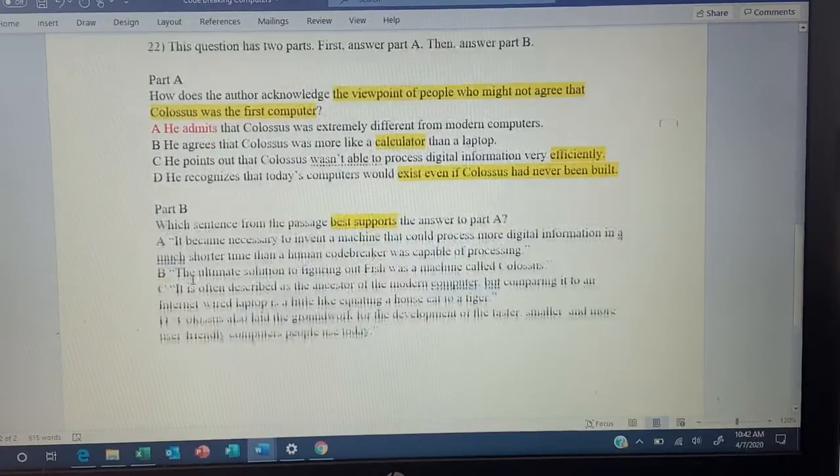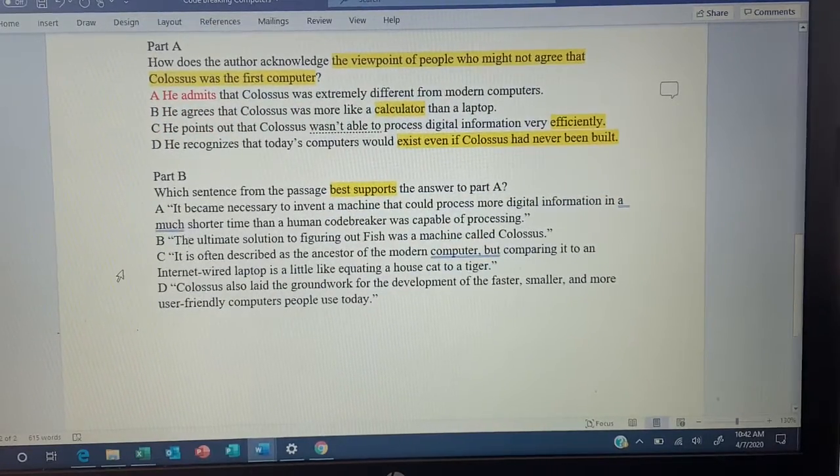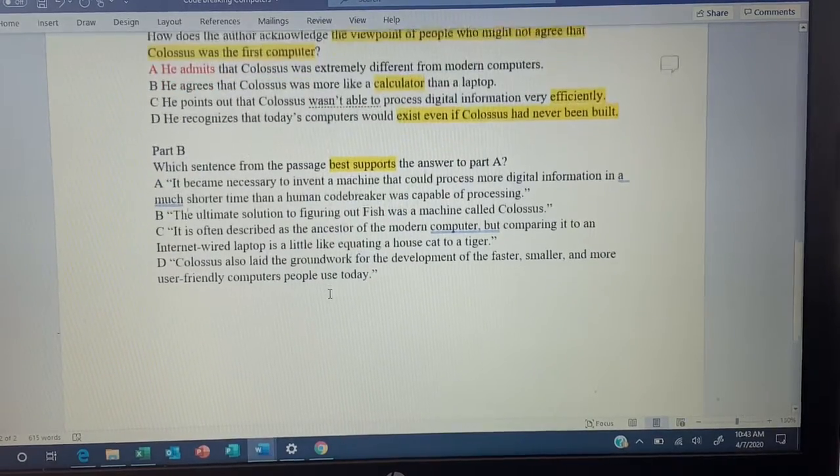B says the ultimate solution to figuring out fish was a machine called Colossus. Again, this is nothing about the author recognizing that somebody might disagree with him comparing Colossus to a modern computer. This is just about the need for Colossus, because the code fish was so complicated that basic mathematicians, or really smart mathematicians rather, couldn't break the code. So it can't be B.